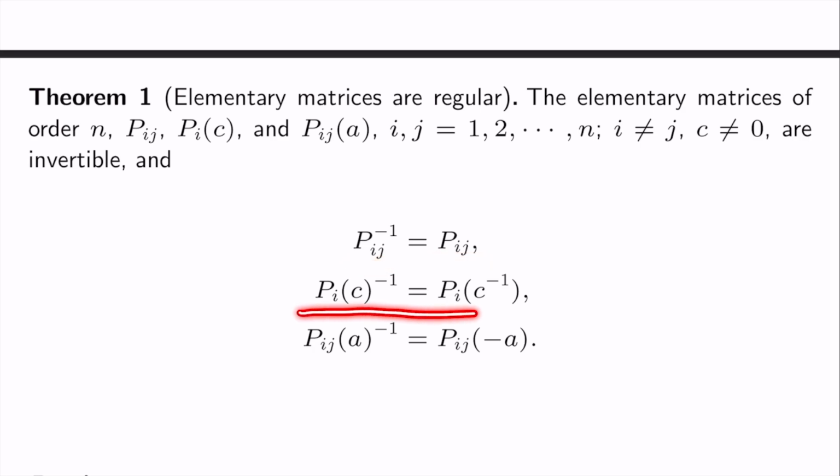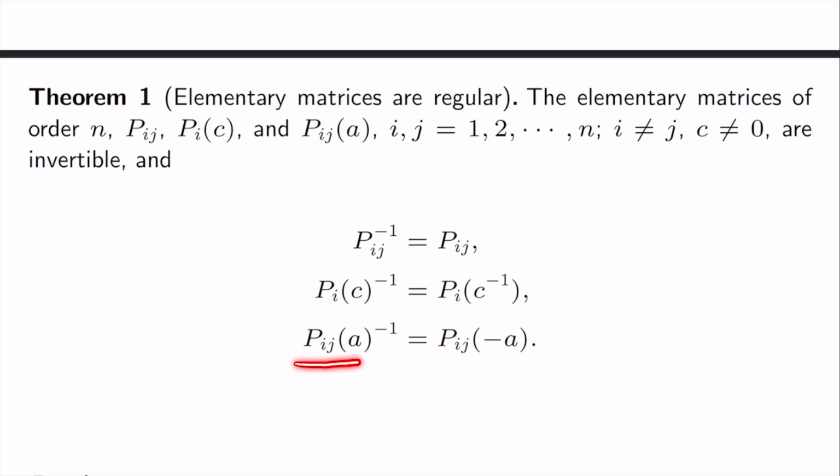And next, consider this one, Pi of C, that multiplies the row i by the constant C if multiplied from the left. So if we want to recover the original matrix, all we need to do is to multiply the same row by the inverse of this constant, 1 over C. That is this. So that's the inverse matrix of Pi of C.